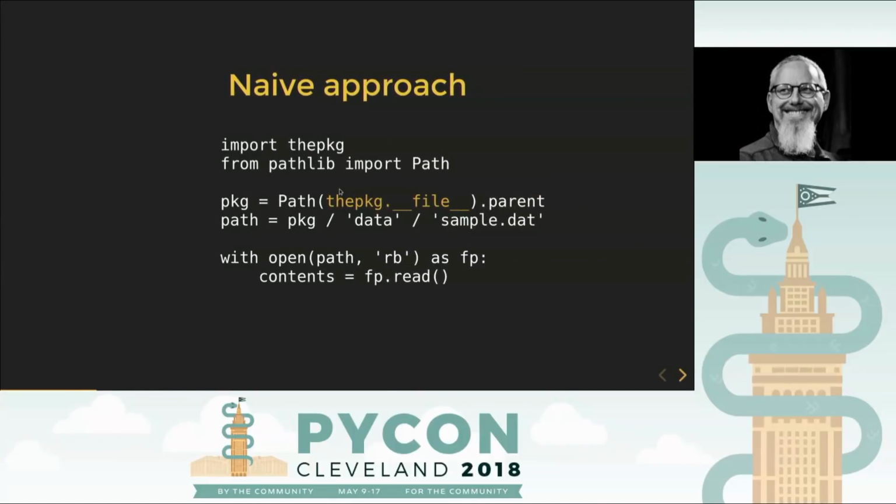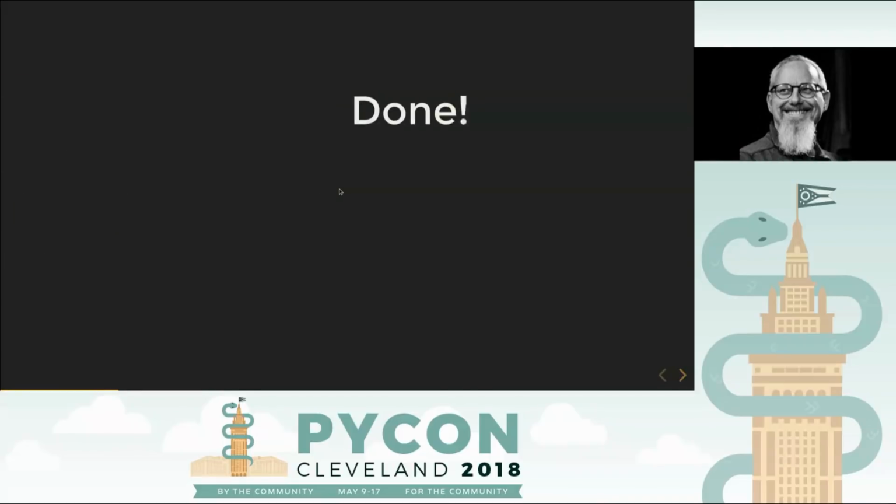So if we look at a naive approach to this, and you see this in a lot of code, you import the package, and then you use the package's dunder file attribute, which actually points to the dunder-init.py file, right? So you want to get to the parent so you can get to the directory, and then you want to traverse down to wherever the sample data is. You open it in binary mode, you read the bytes out of it, and you've got your sample data. So we're done, right? So I think I've got like probably 20 minutes for questions.